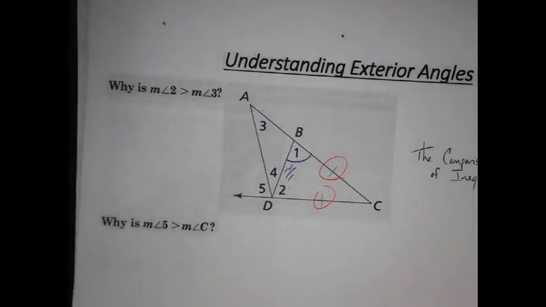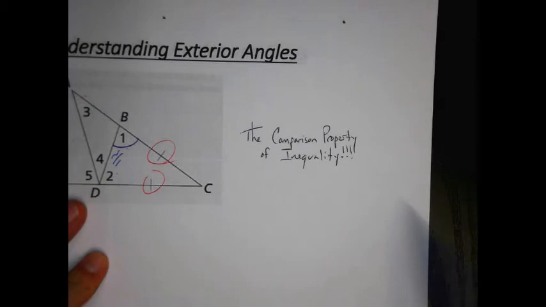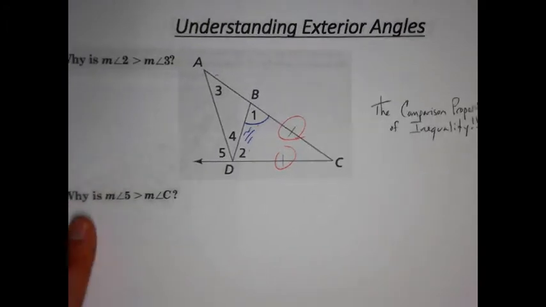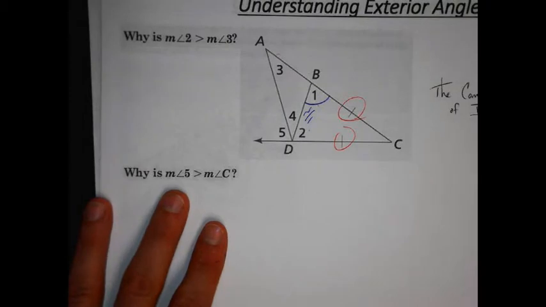So why is the measure of angle 2 bigger than the measure of angle 3? Because of the comparison property of inequality, that the sum is greater than either of the addends. Okay? Similarly, the next question here. Why is the measure of angle 5 greater than angle C?